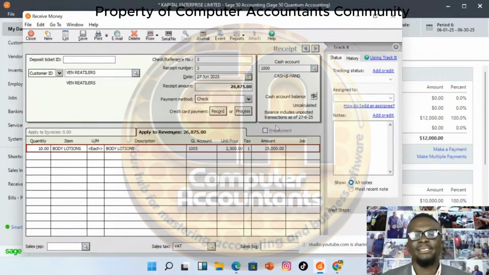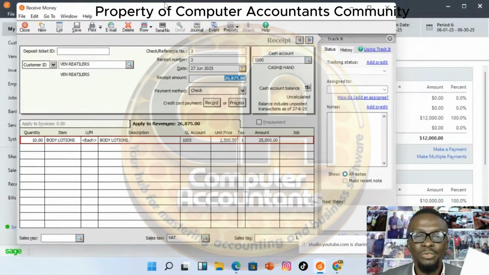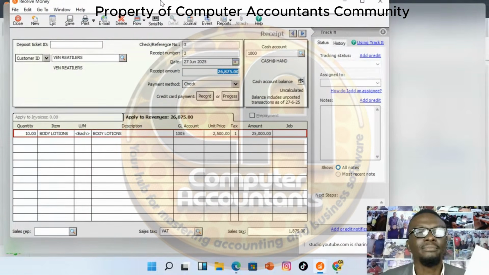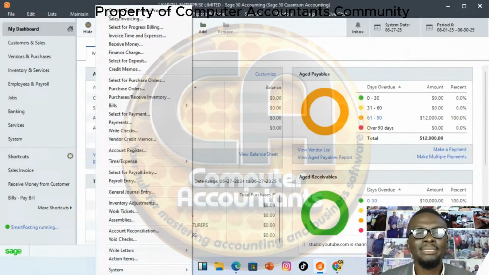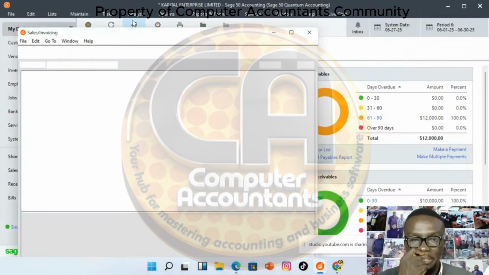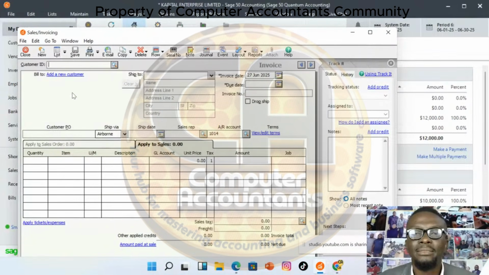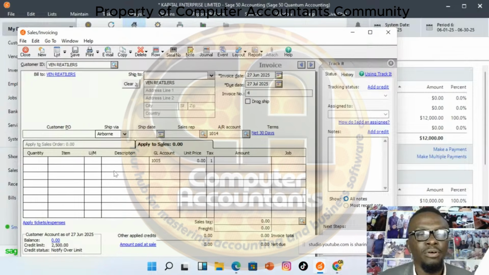Kano Anyim. Yes. Okay, so let's assume now we have a total credit sales of 26,875, and Venn retailers is willing to pay 20,000 right now. Now see what you do. You come down here. Let me close this and use the right window. So you go to tax, select purchases / receive inventory, Venn retailers. Maybe the 4th invoice. So he wants 10 body lotions. Then you apply VAT.